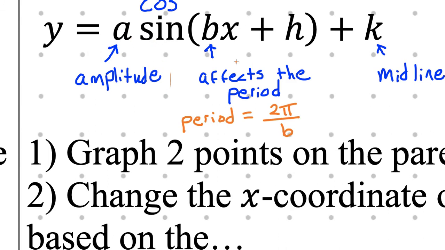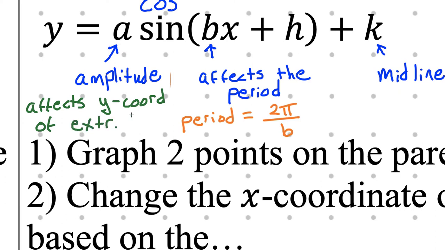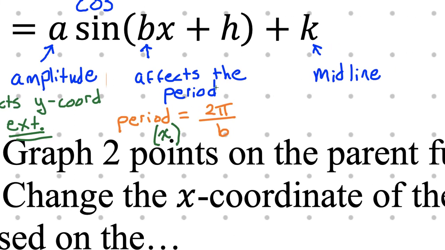Amplitude, this affects mainly the extremas. So I will write affects y coordinates of extremas. I'll just say ext. I think extremas, that's a good abbreviation. It doesn't affect the midline at all. It only affects the extrema, and that's kind of the big point here. And of course, it doesn't affect the x coordinates at all. The period affects the x coordinates of basically all of your points. So you want to think of this as affecting your x coordinates, and not necessarily your y-intercept, though. The x-intercept and the y-intercept is safe.